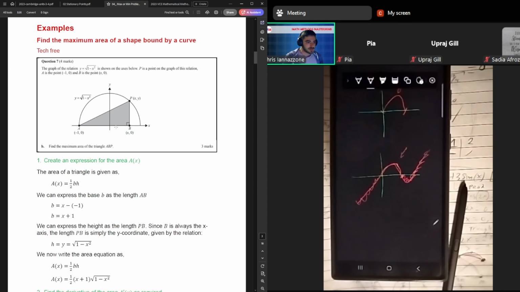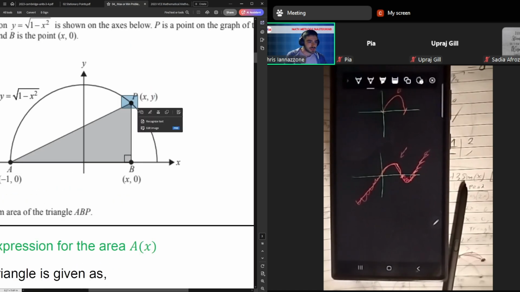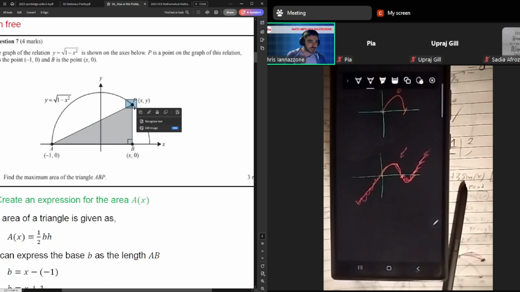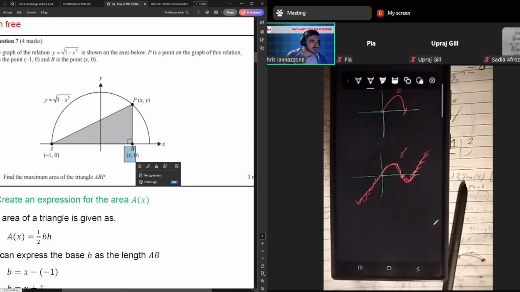Base is just this. So if it goes x in this direction and it goes -1 in this direction, then the net result is going to be x plus 1. That's your full base. As for this height, we can't just say y, even though the y coordinate is technically correct. We want to get it in terms of x purely. So because this is an intersection on the curve, instead of just saying y there, we know that this x here is the same x from here. So this y is the same y from here.